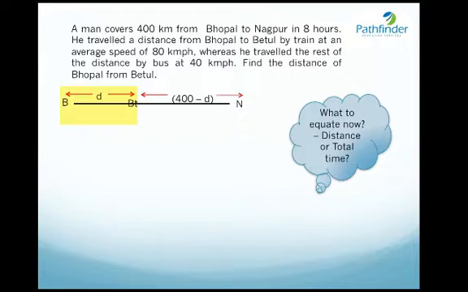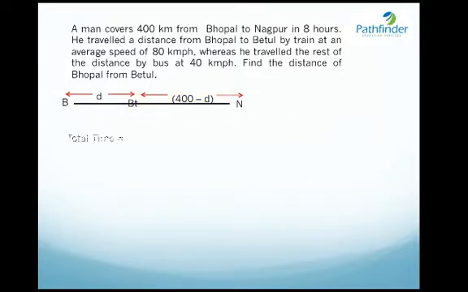The segment of 80 km per hour and the segment in which this man travels at 40 km per hour. So our total time is equal to T1 plus T2, the time required in the first and the time required in the second segment. So 8 hours, which is the total time, is equal to T1 can be replaced by d by 80, the time required in the first segment, plus T2 can be replaced by 400 minus d upon 40, which is the time required for the second segment.